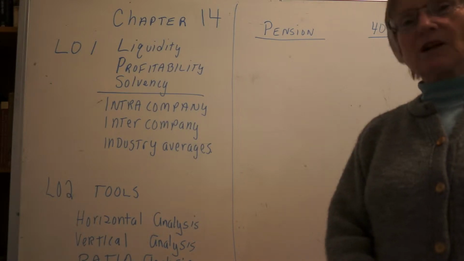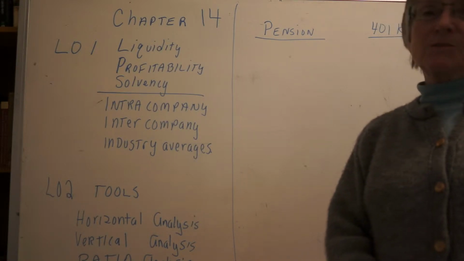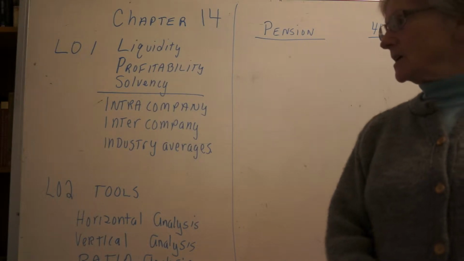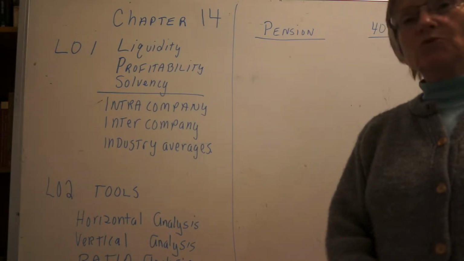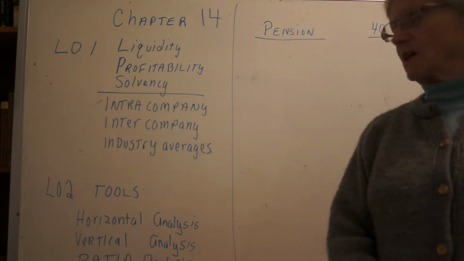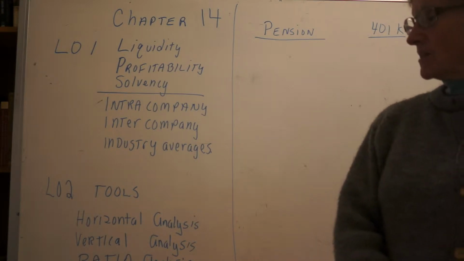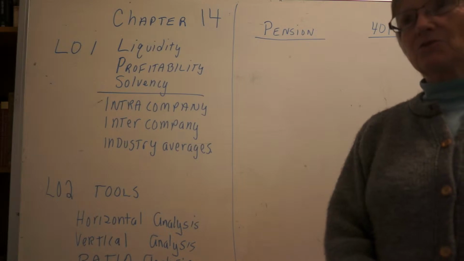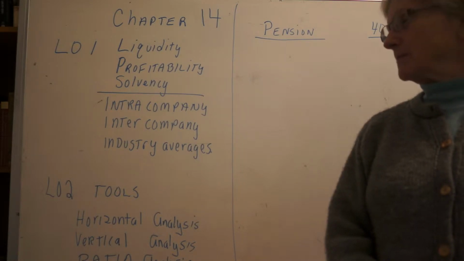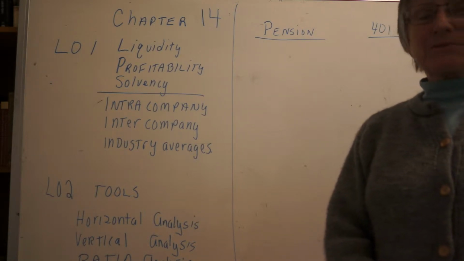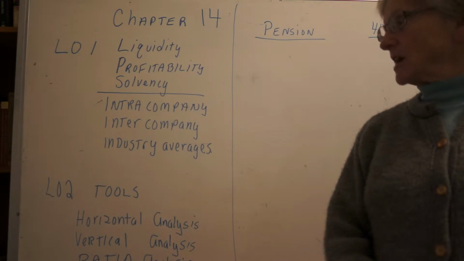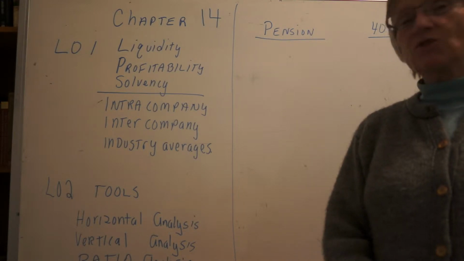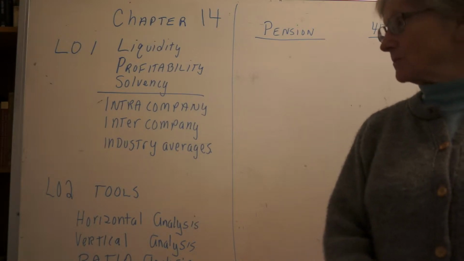Inter-company, that's comparing our company with another company in the same industry, and that gives you useful metrics that you can look at when you're analyzing a company. And then there's also industry averages, and this is available online or from a broker. You get the industry averages on how your company compares with others in the same industry.